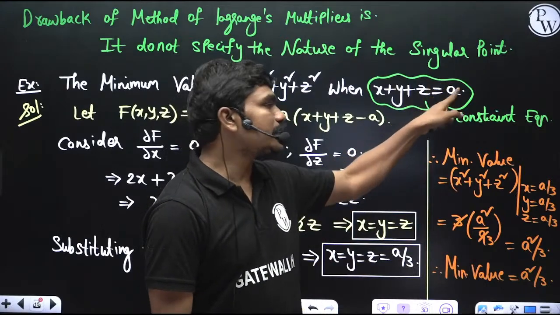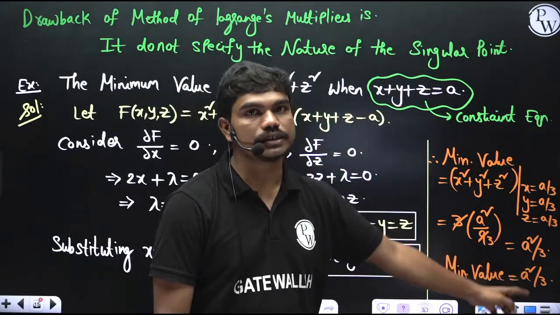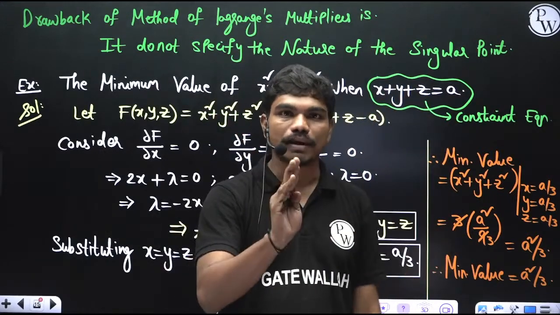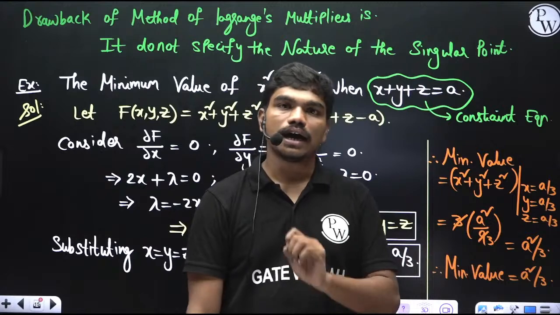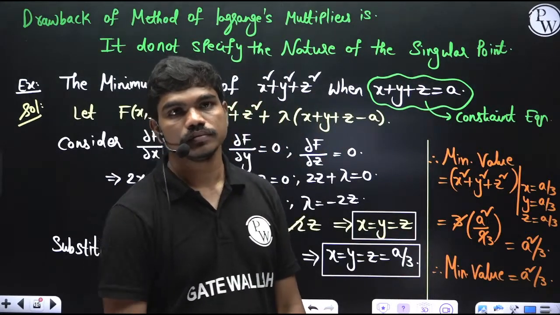Okay, so you take any values of x, y, z. For example, if I give x plus y plus z equal to 3, then the minimum value of this is also 3 square by 3, which is 3. If you put x plus y plus z equal to 3 and try any values apart from 1, 1, 1, you will get an answer more than 3 actually. Okay, clear to all of you?